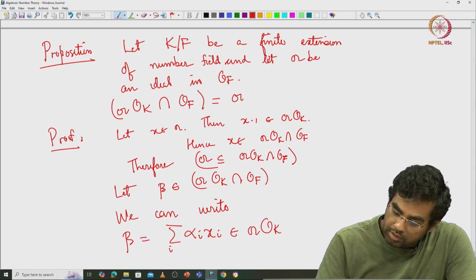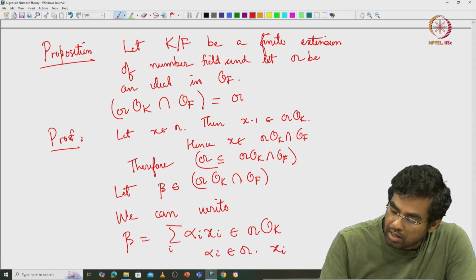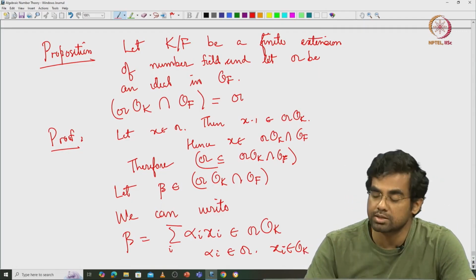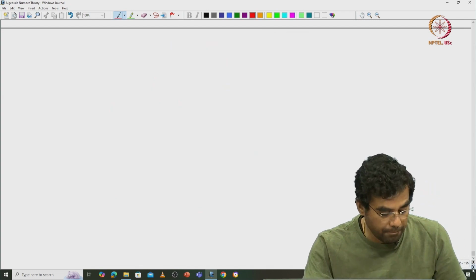So, what are these? The alpha i's are in A, and the xi's are in OK. So you can write beta as a sum like this, on account of beta being an element in A times OK.